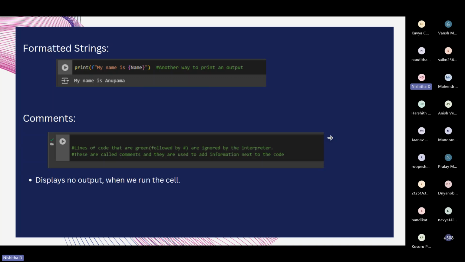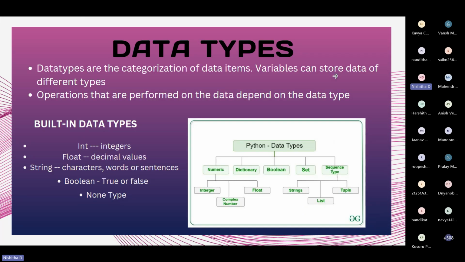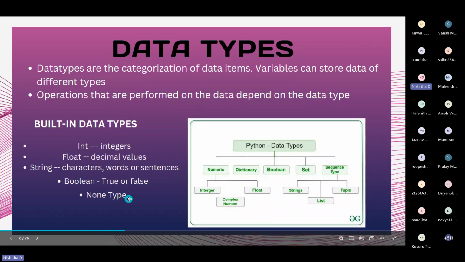Right, now let's go to data types. Data types are nothing but categorization of data items. Variables can store different types of values. For example, we saw a variable called name storing something in double quotations. Then we saw a variable storing a decimal value 93.5, all that. So depending on the data type, variables will have different sets of properties and operations that can be performed on them. Now these are a few built-in data types offered by Python.